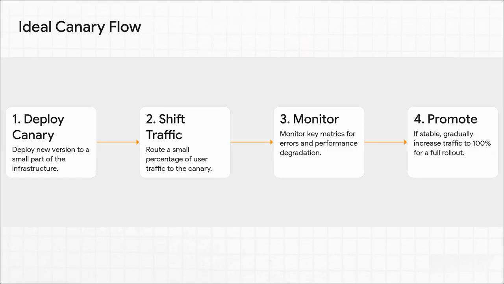And here's what that looks like on a good day, the happy path, right? You deploy the new version, you send a tiny bit of traffic its way, you watch your metrics like a hawk, and if everything looks good, you slowly open the floodgates until everyone's on the new version. Smooth sailing. But our focus today is on what happens when step 3 goes terribly wrong.